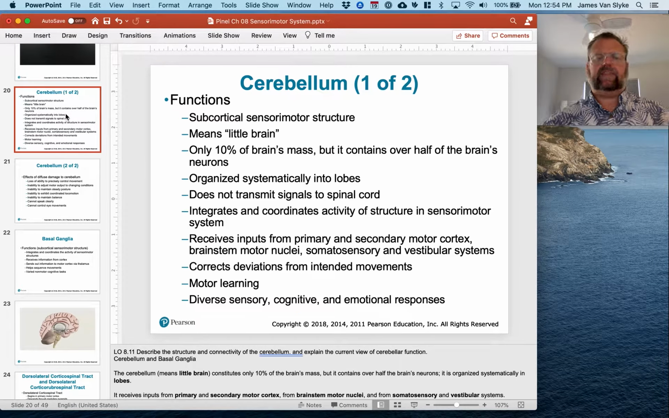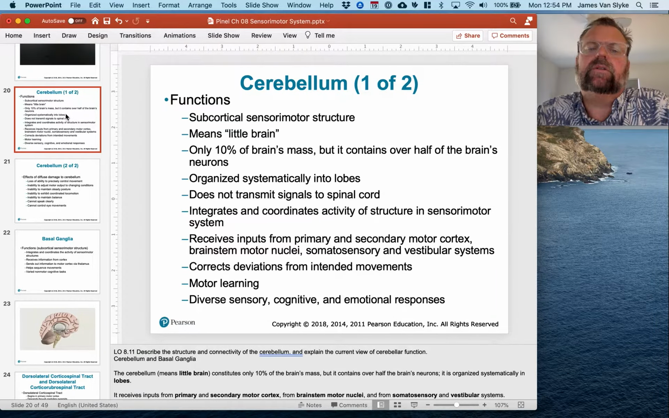Okay, next we'll look at the cerebellum. The cerebellum is often referred to as the little brain. That's that small brain right underneath the cortex. It only has 10% of the brain's mass, but it contains over half of the brain's neurons. So there are a lot of different things going on within the cerebellum in terms of motor action, even though it's technically outside of the cortex.